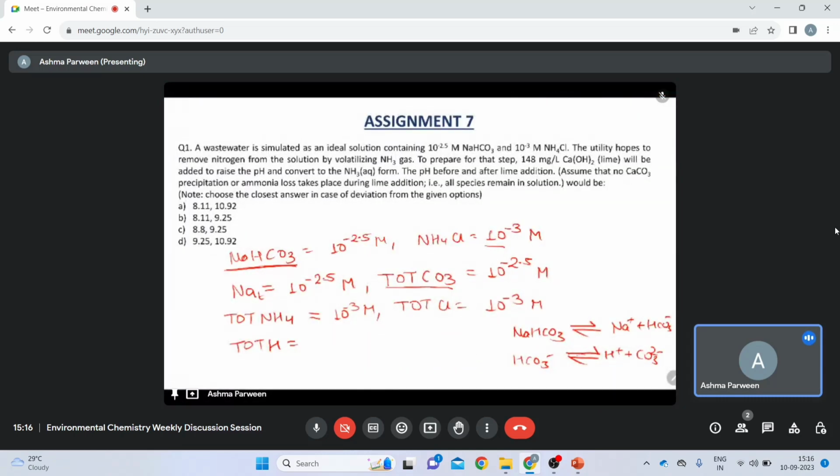Total H will be equal to 10 raised to power minus 2.5 M. So these are the components which we are going to add in Visual MINTEQ, and we will run it and see what the pH is.